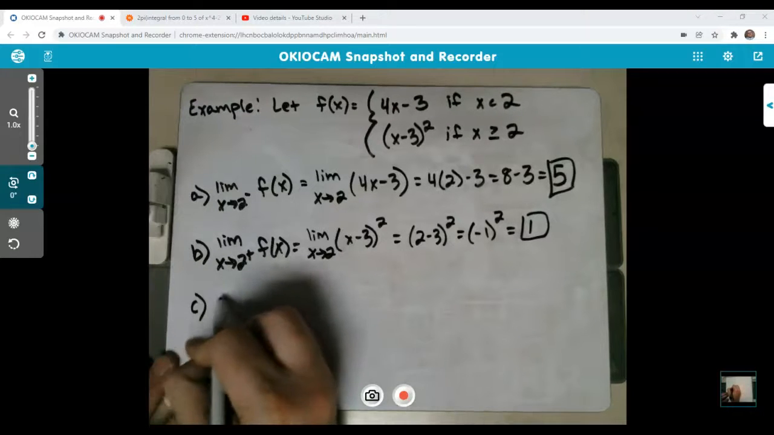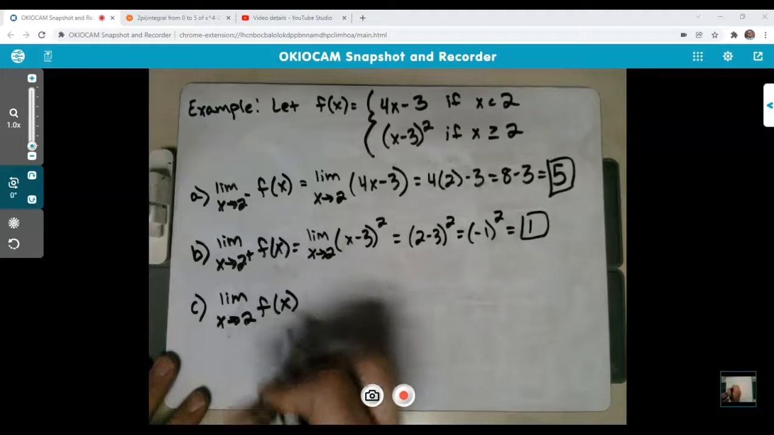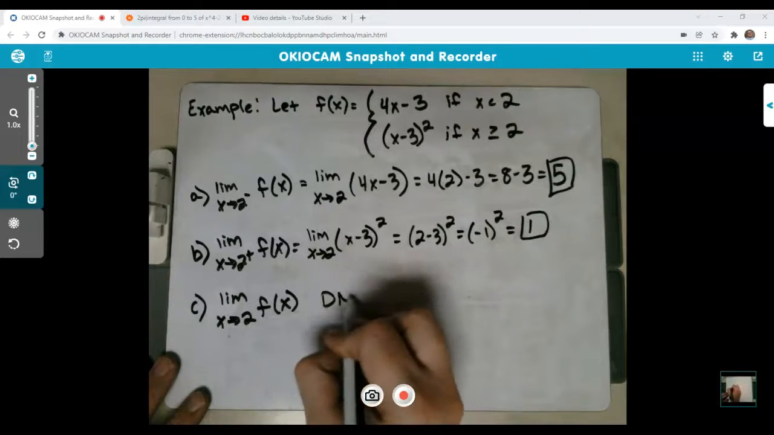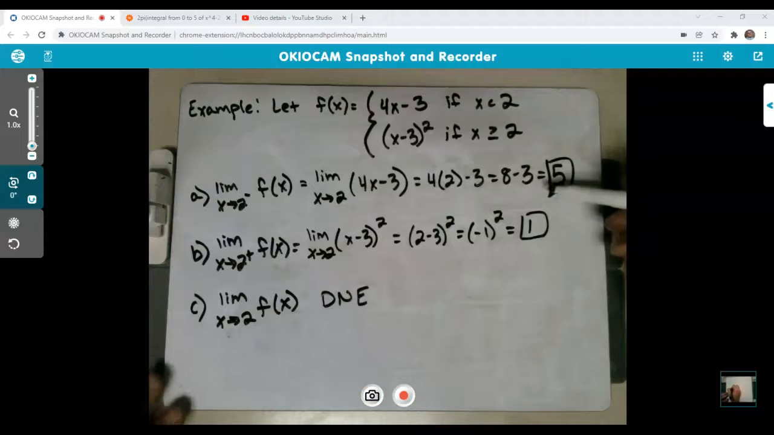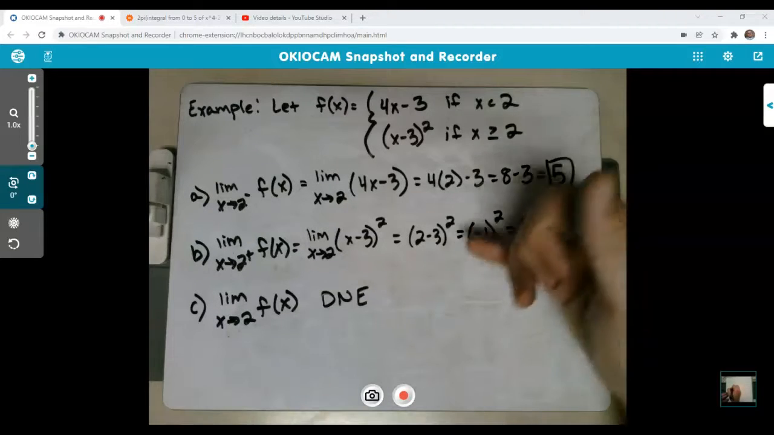So when part C asks for the limit as x approaches 2 of f of x, I would say that does not exist because it's not the same on the 2 sides. So it does not work out. On these ones, just be careful and look at which one I want to do. Since part A asks for the left side, I'm using the one on the left, right? Since part B asks for the right side, I'm using the one on the right.